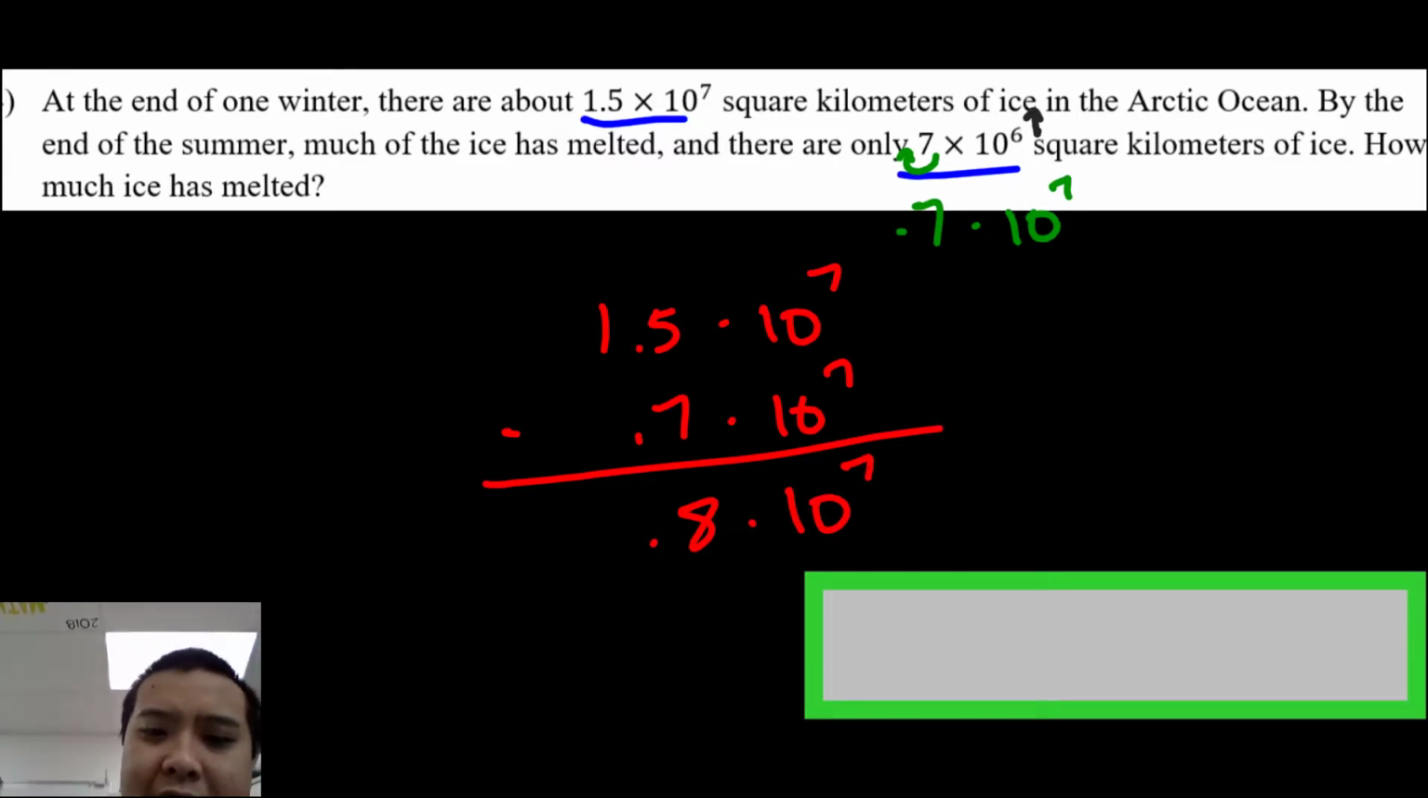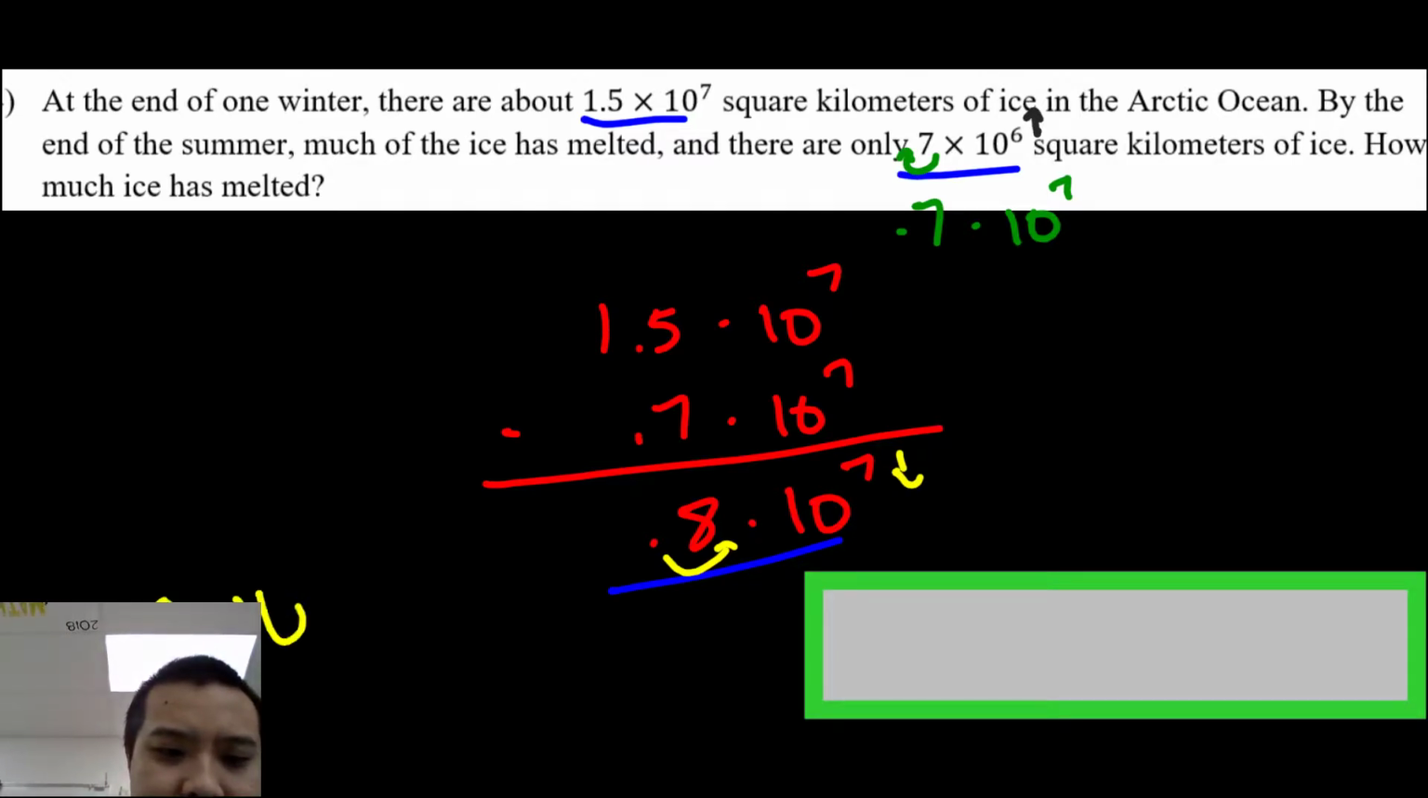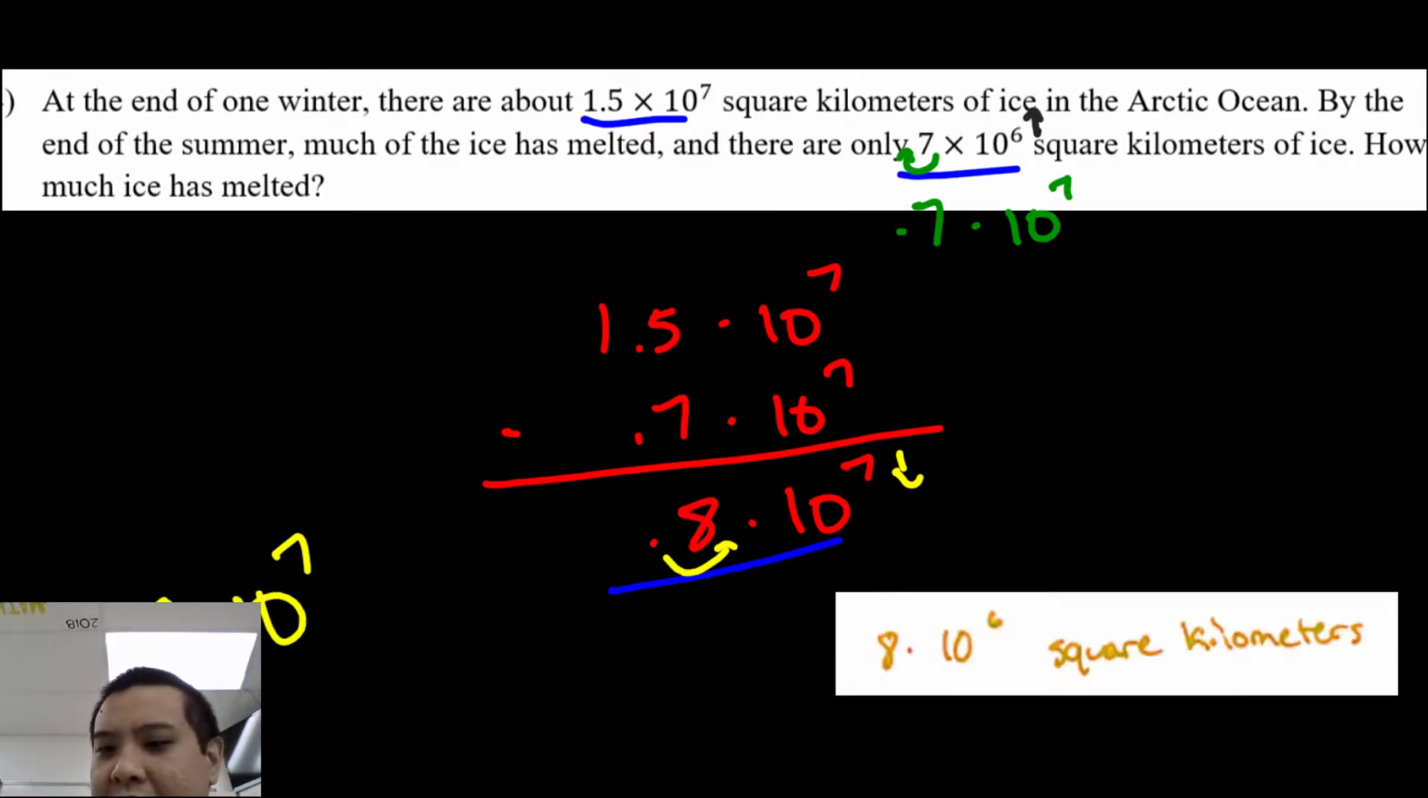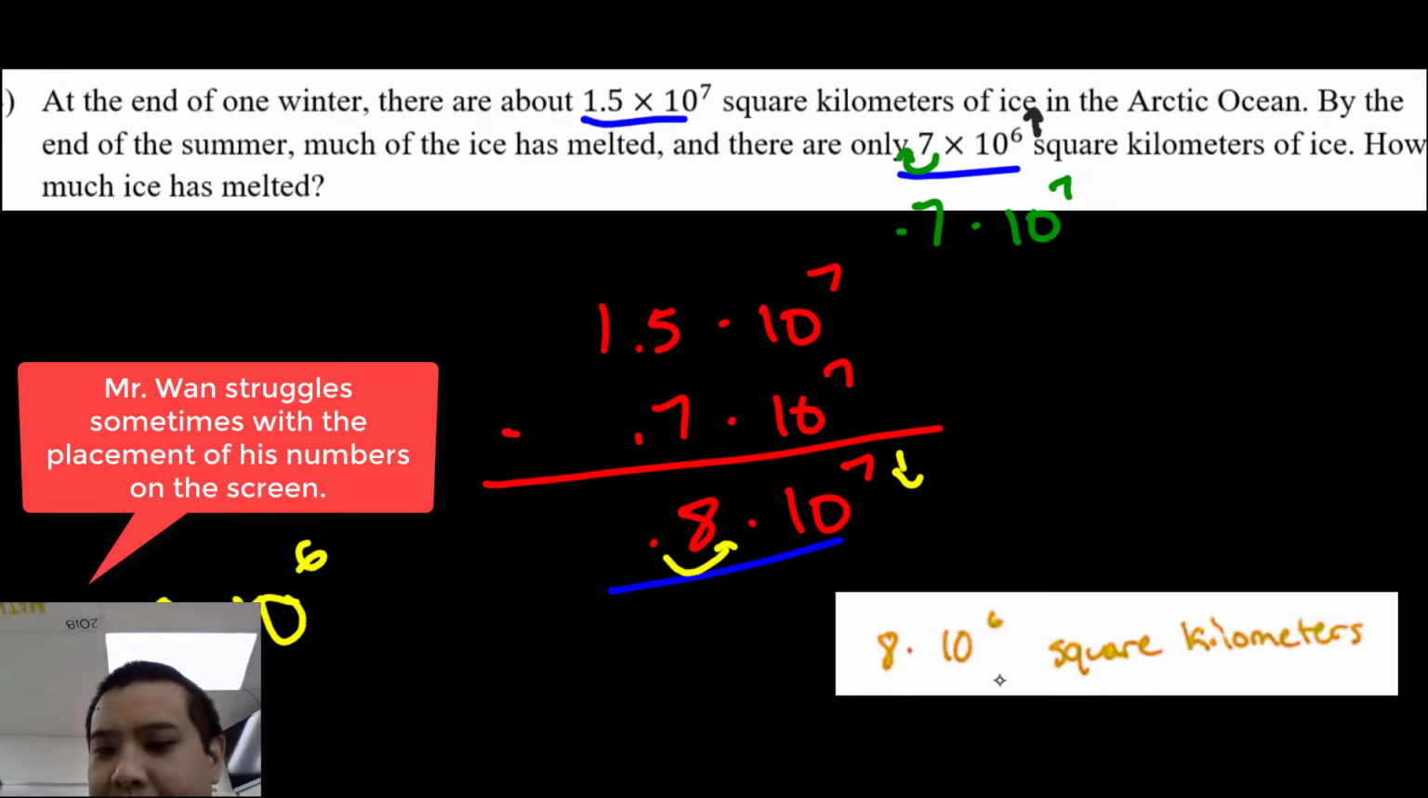And again, this is not in scientific notation because of this 0.8 coefficient. It's too small, so we're going to make it bigger and then make the exponent smaller. So what we get is 8 times 10 to the, excuse me, 6th, because we made it smaller. That's my bad. To the 6th, because we made it smaller. Square kilometers. Remember to use units.